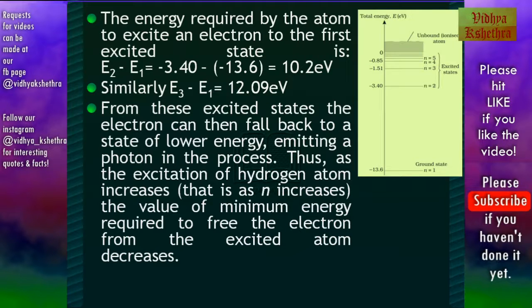Now from these excited states, the electron can then fall back to a state of lower energy, emitting a photon in the process. Thus, as the excitation of hydrogen atom increases, that is, as n increases, the value of minimum energy required to free the electron from the excited atom decreases.